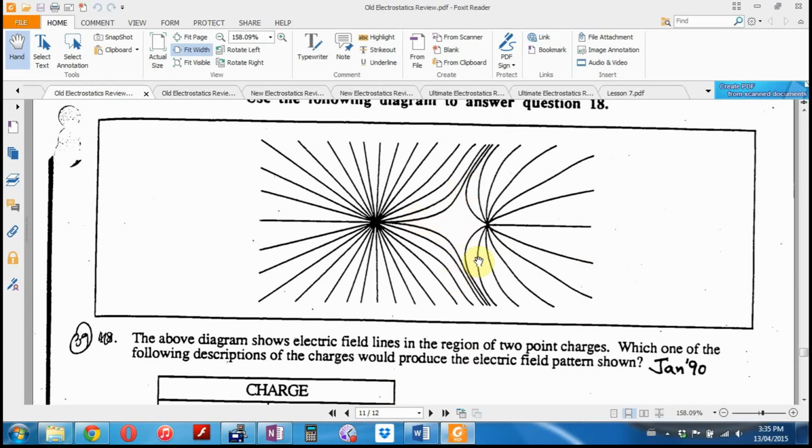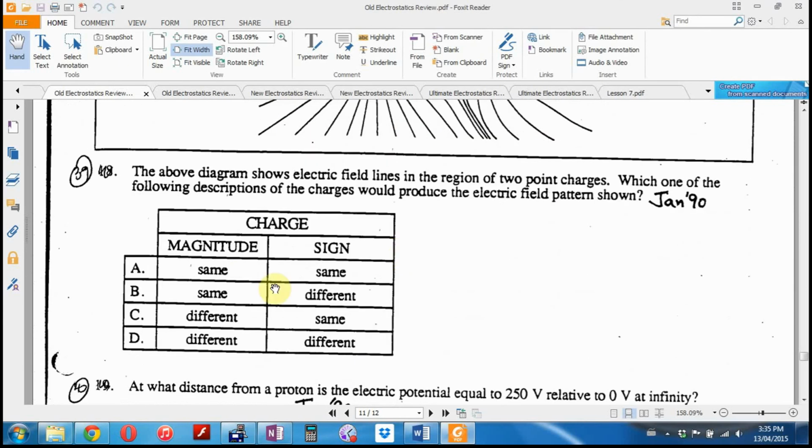Are they the same size? Well, I noticed this one has fewer lines than this one. This would be a bigger charge. So magnitude different, sign different. The answer to this would be D. Now, if they'd given me some arrows, I could even tell you which one was positive, which one was negative. How? Because the arrows always point from positive to negative, because it always shows you which way a positive would want to move if it could.